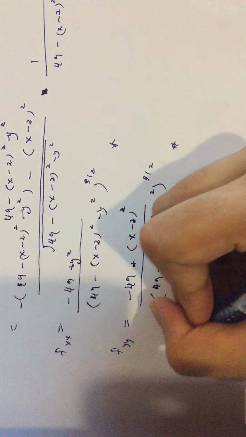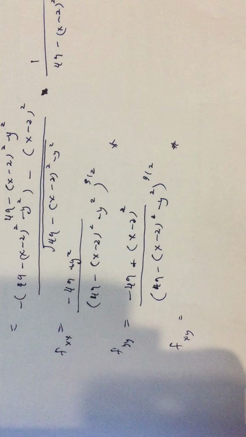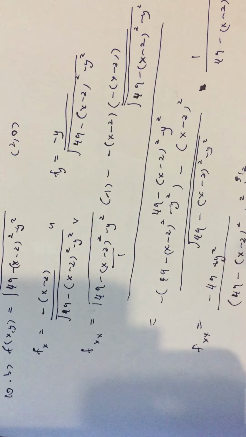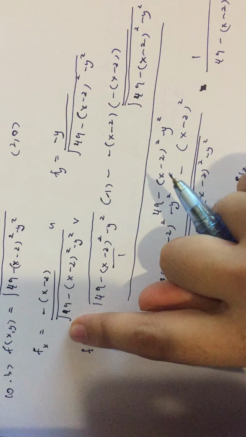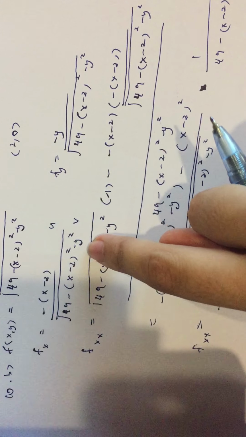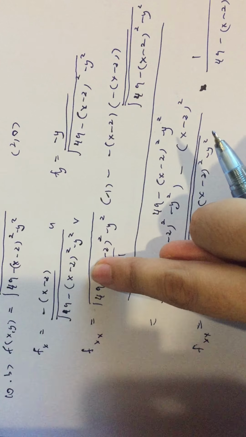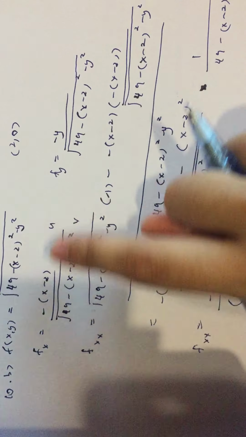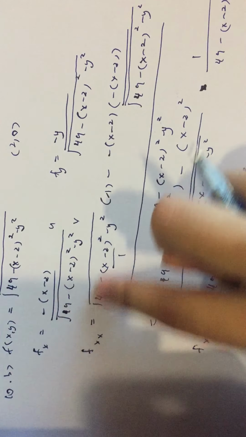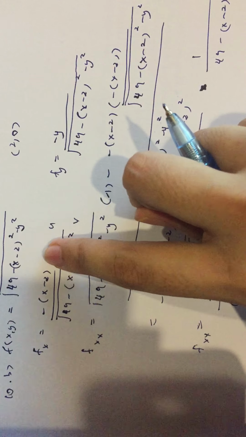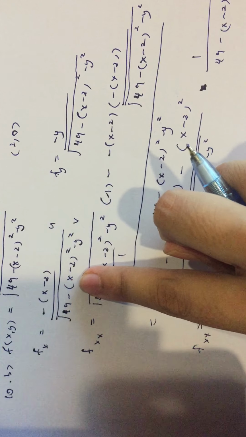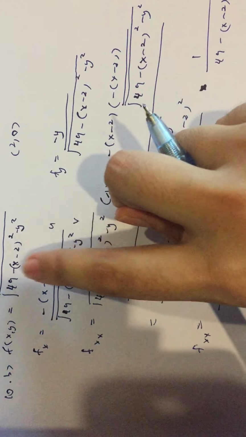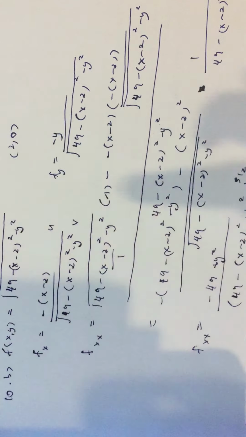And then for fxy, so we have this fx, so we need to differentiate this one with respect to y, but actually for this one, the term yang bawah je yang ada in term of y, yang atas tak ada. So basically, kita boleh bring this term up, so we have 49 minus (x minus 2) squared minus y squared to the power of minus half actually.